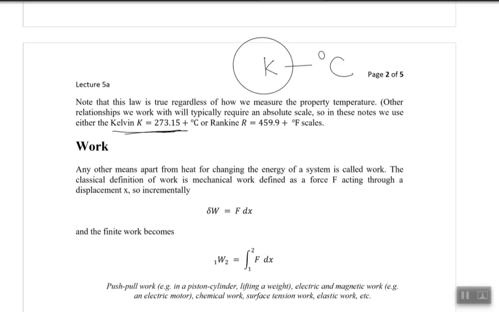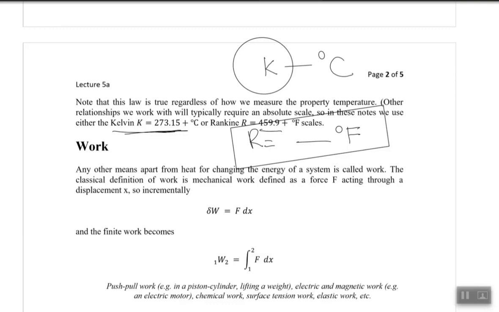If you're looking for the English unit, which defines the temperature in terms of degree Fahrenheit, the absolute temperature scale for degree Fahrenheit is actually degree Rankine. So if you add 459.9 to degree Fahrenheit, you will get the absolute temperature, which is called degree Rankine. So we have got two temperature scales, degree centigrade and degree Fahrenheit. The absolute temperature scale of degree centigrade is Kelvin, and the absolute temperature scale of degree Fahrenheit is Rankine, or degree Rankine.